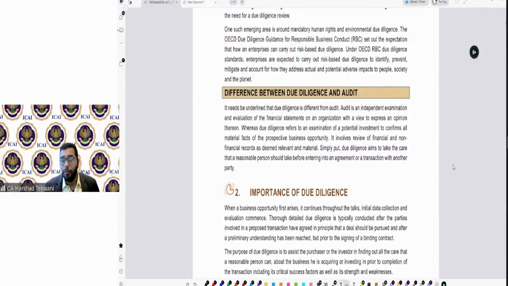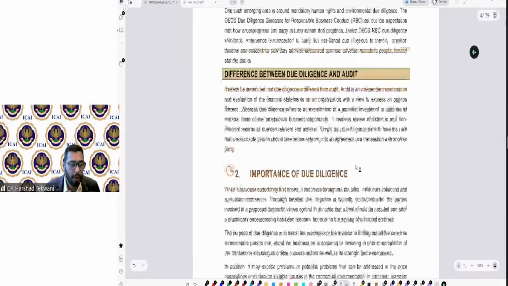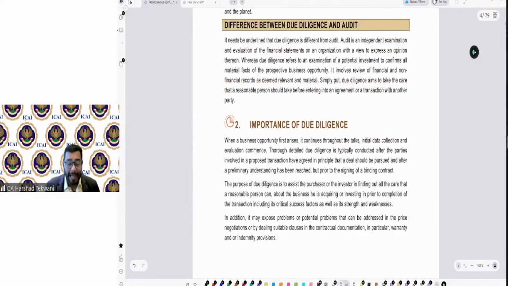Okay, so what kind of transaction is happening, what kind of merger is happening, based on that the due diligence happens. And the type of due diligence. So as of today, there is no specific definition available. I would say there is no specific law or regulation which governs the due diligence.